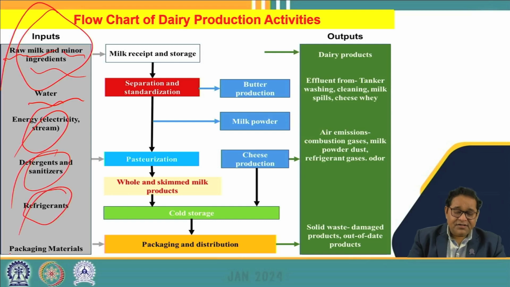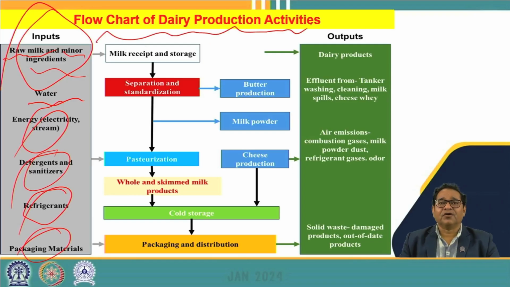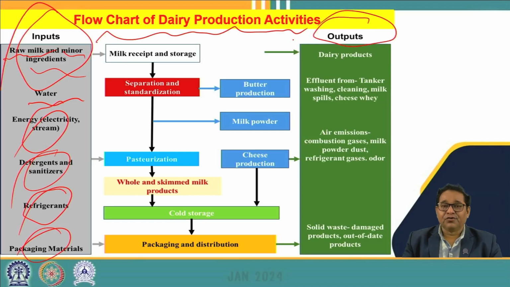Then refrigerators, various types of refrigerants that are used for cooling operations, along with various types of packaging materials which are required for final packing of the various types of dairy products. So first, if we see, this portion tells the production process, and this is like the outputs, what are the final products that are generated. So various types of dairy products, and along with these dairy products a lot of water is used, so a lot of wastewater will be generated.